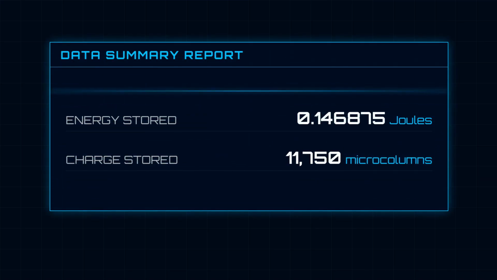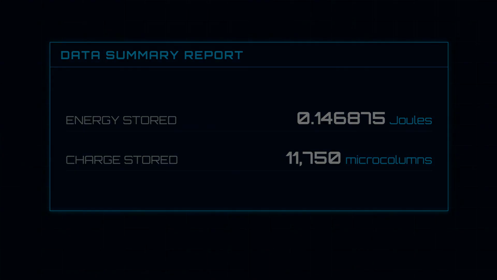The calculator also provides this converted to standard units as 0.146875 joules. Plus, the charge stored equals 11,750 microcoulombs. These values help determine if a capacitor meets your circuit's energy requirements and verify charge capacity for timing applications.